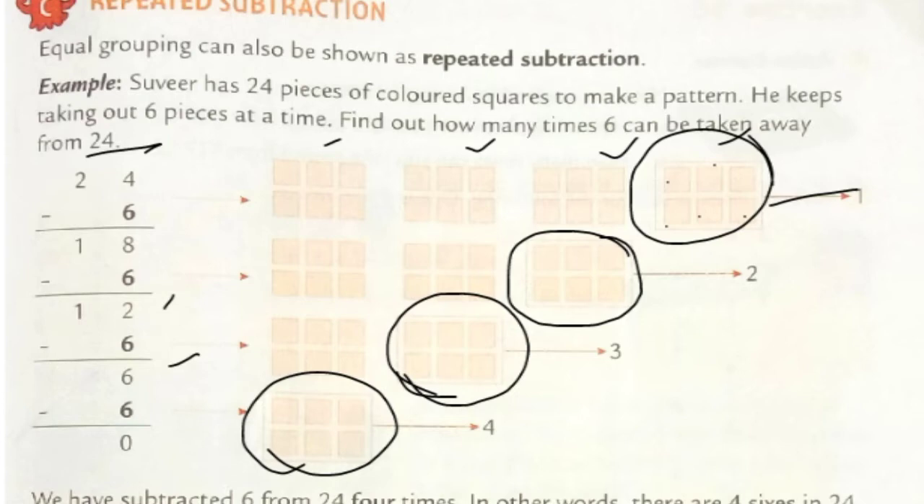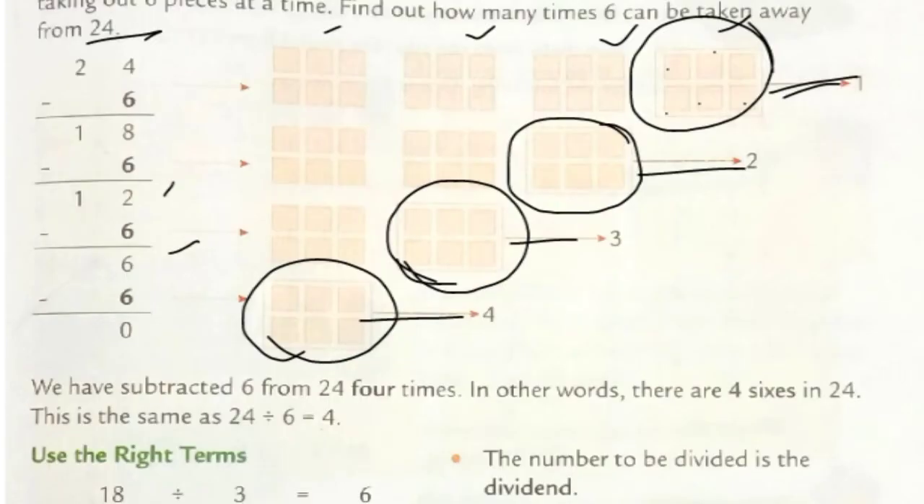So, how many times he has taken out the tiles? 1, 2, 3, 4. He has taken out a set of 6 tiles from 24, 4 times. In other words, there are 4 6s in 24. This is the same as 24 divided by 6 is equal to 4.